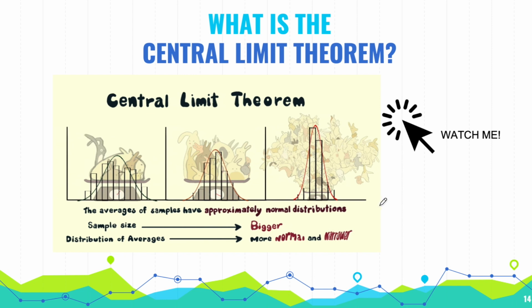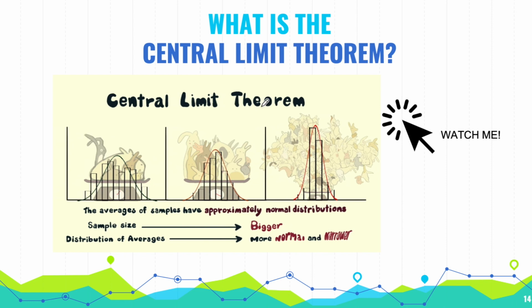The averages of samples have approximately normal distributions. As our sample size gets bigger, the distribution of our averages is going to be more normal and it will be narrower. So in this video, one of the examples they use is taking the average of cute little bunnies' weights. So if they have a small sample, just a few bunnies on a scale, and they're taking that average weight, they'll expect somewhat normal of a distribution.